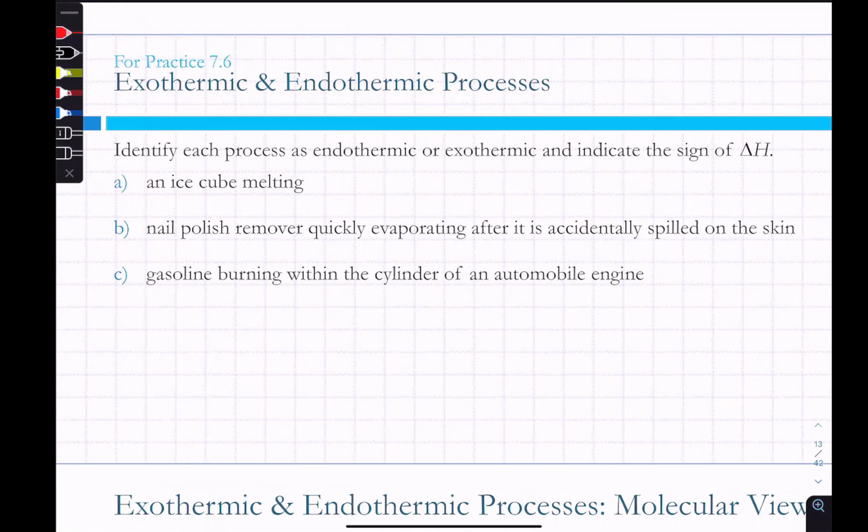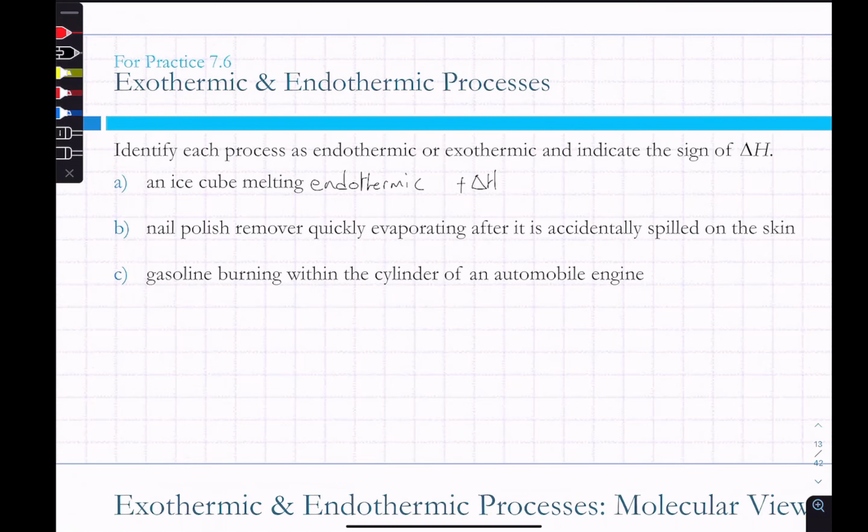So yeah, that one's going to be exothermic, but ice cube melting is endothermic. And then what would the sign for delta H be? Yeah, positive delta H. Oh, nail polish remover quickly evaporating after it's accidentally spilled on the skin.